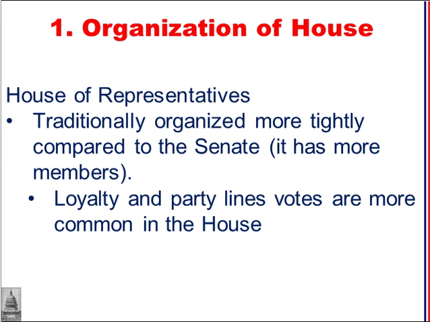The House of Representatives is traditionally organized more tightly than the Senate, and that's by necessity because there's 435 members of the House. So loyalty and party line votes are more common in the House. The rules in the House tend to be much more structured than they are in the Senate because there are so many members of the House.